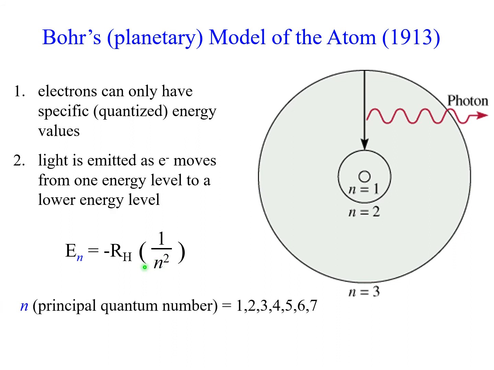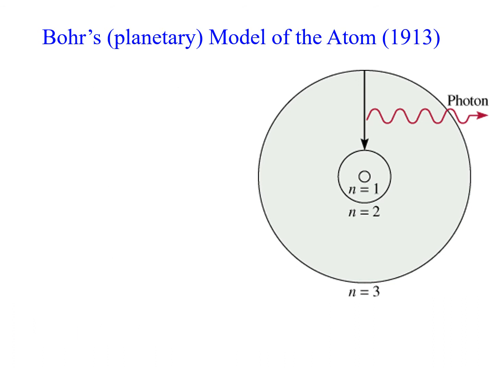And as this number down here gets bigger, you can see that the energy is going to get smaller. So the principal quantum numbers are 1 through 7, and the Rydberg constant again is basically 2.18 times 10 to the minus 8 joules. And so Bohr's planetary model of the atom, this is back in 1913, a little more than 100 years ago. Bohr was the first one to come out and propose the structure of the atom.